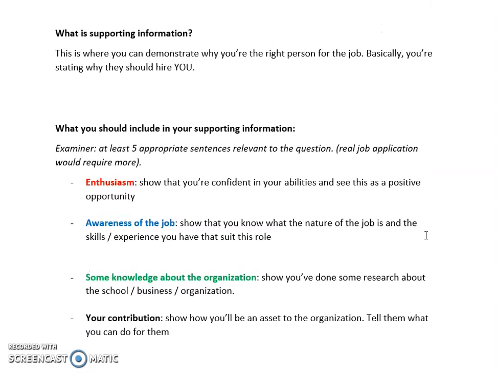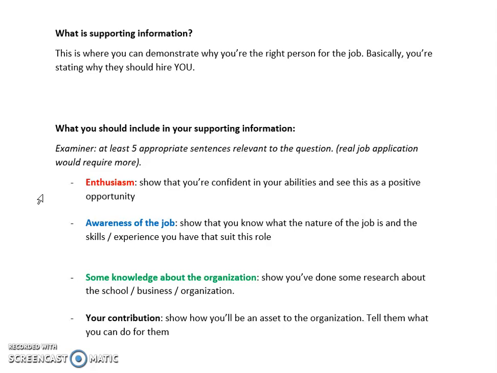So what should you include in your supporting information? Now, for the purposes of the exam, because I'm making this video for students and also for real applicants, for the Level 2 ESOL exam, the examiner wants to see at least 5 appropriate sentences relevant to the question. At least 5 good appropriate sentences need to be written, but in real life, people who are applying for a real job, you would need obviously to write more than 5 sentences.